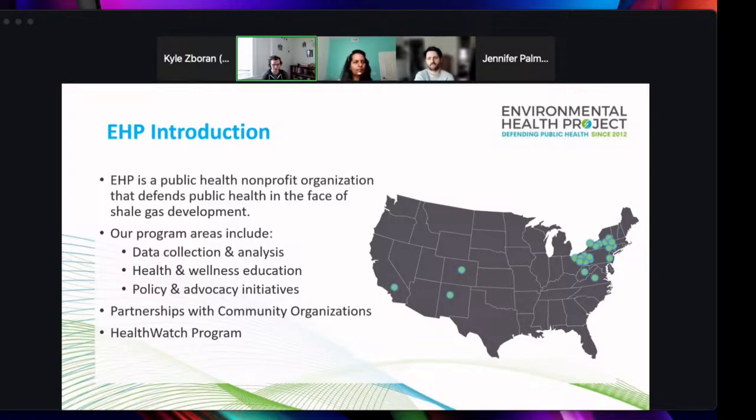One of the main ways we do this is through our Health Watch program, which is what many of these dots on the map are, where we provide air quality monitors to communities that are concerned about a particular facility that could be impacting air quality and public health in their area. If anyone's interested in the Health Watch program, you can go to our website, environmentalhealthproject.org, and fill out an application if you would like to get involved.